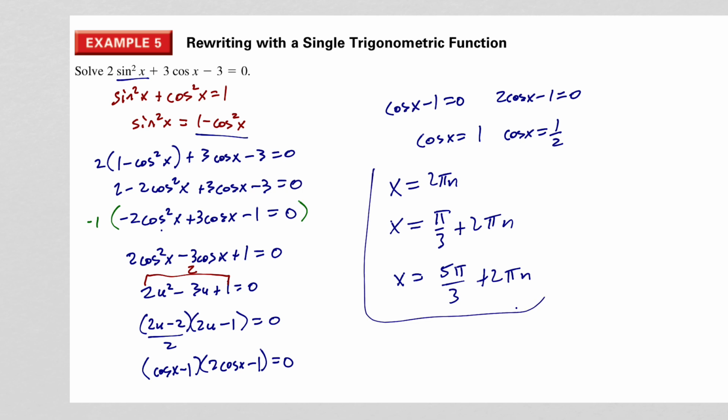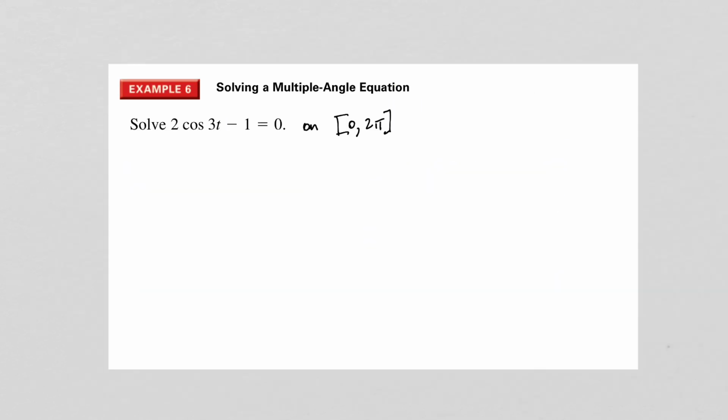There we go. That's my general solution. All right, last example. I'm going to show you guys how to solve multiple angle equations. So this is when we have a multiplier on our angle, like this is cosine 3t rather than just cosine t. So we're going to start by doing a substitution for the multiplier on the angle.